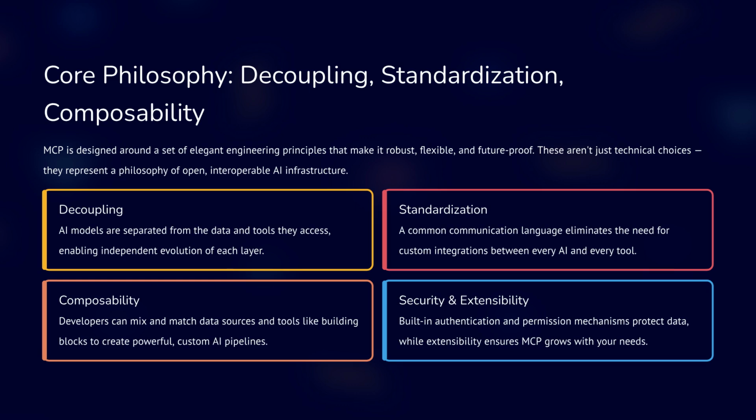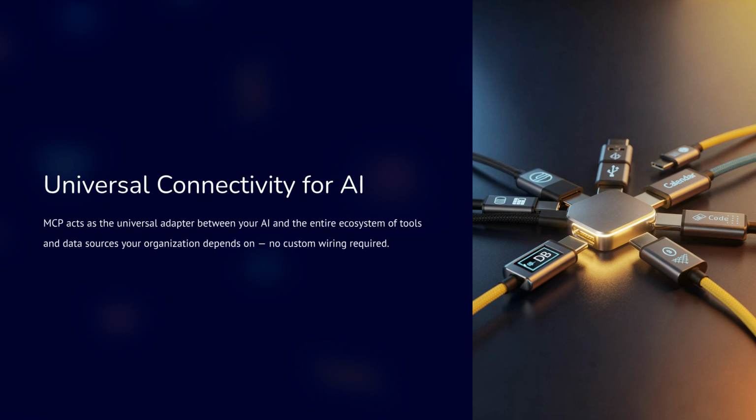Decoupling separates AI models from data and tools. Standardization uses a common language for communication. Composability allows developers to mix and match resources like building blocks. Furthermore, it ensures security and extensibility. MCP provides universal connectivity for AI. It acts as the universal adapter between your AI and the entire ecosystem of tools and data sources your organization depends on, eliminating the need for custom wiring.